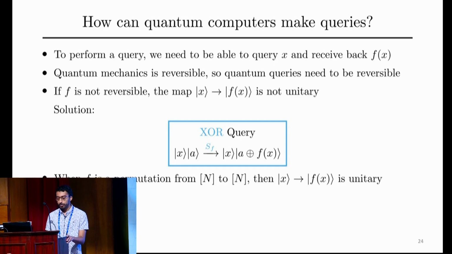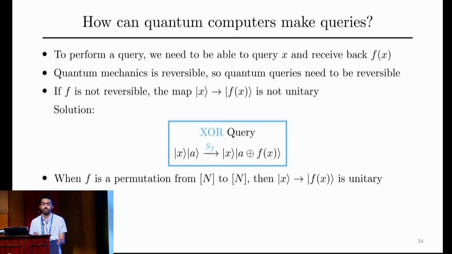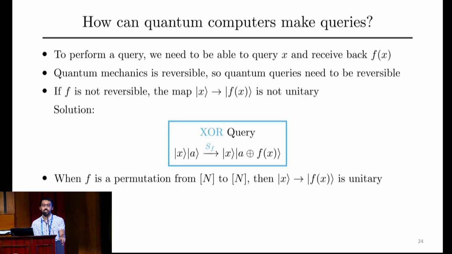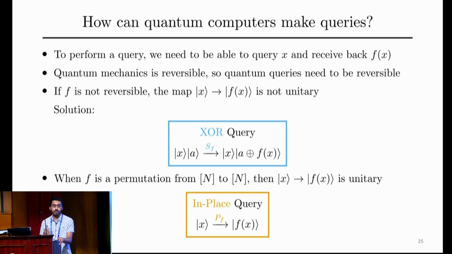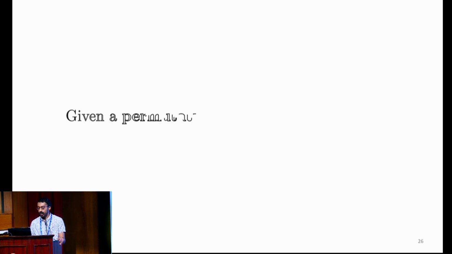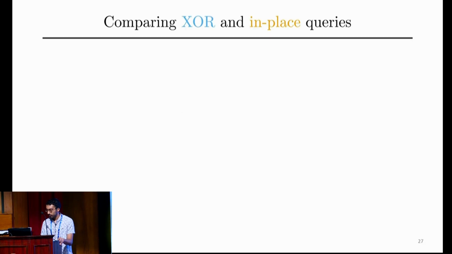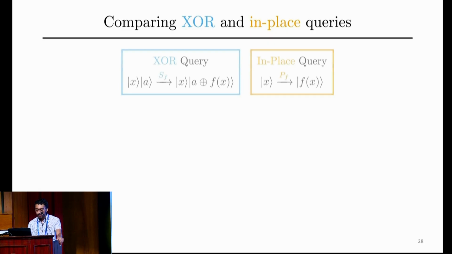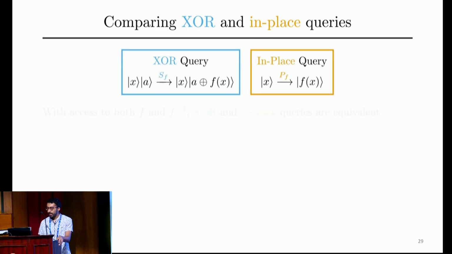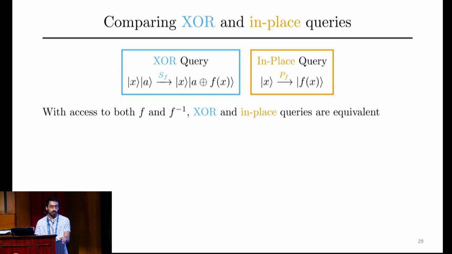But when f is a permutation from n items to n items, that is when it's a bijection, then this original map we were considering from x directly to f of x is unitary. And so we can consider the following kind of query, where we directly map x to f of x. And the central question of this talk will be, given some permutation f, how do XOR queries and in-place queries to f compare? So first of all, classically, there's no difference between these two. And even quantumly, if we have access to both f and f inverse, then the two query types are equivalent because they can simulate each other.